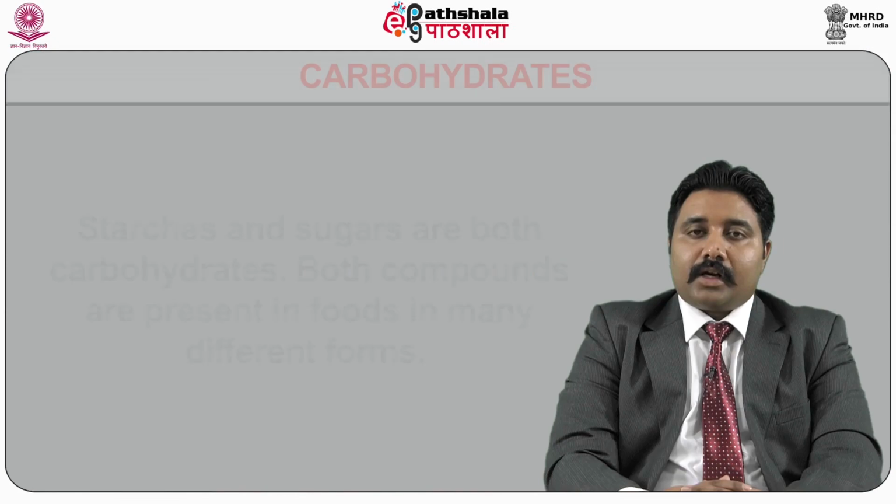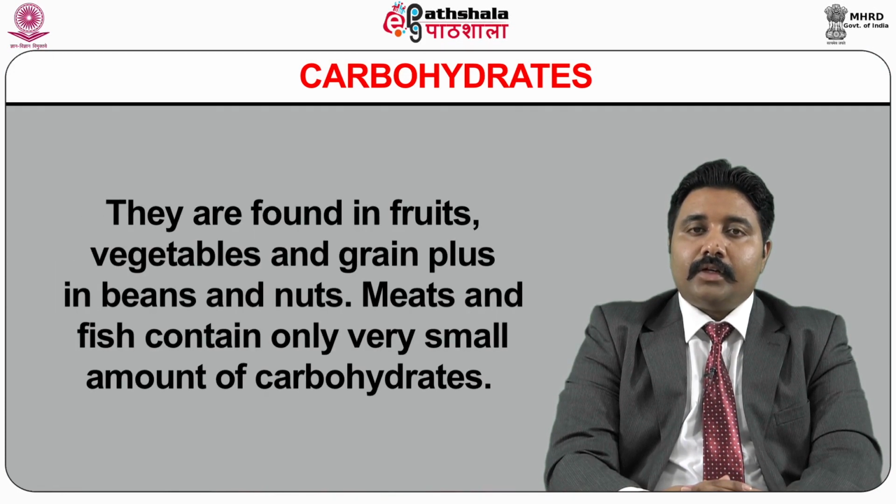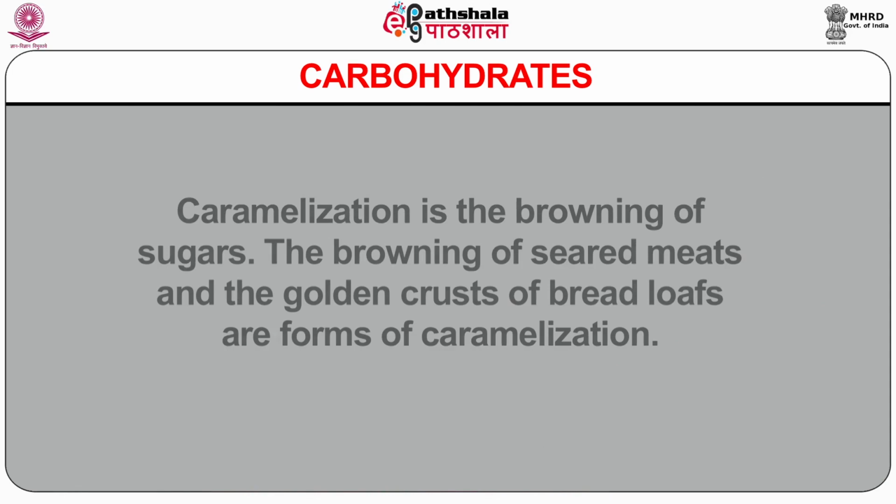Carbohydrates. Starches and sugars are both carbohydrates. Both compounds are present in foods in many different forms. They are found in fruits, vegetables and grain plus in beans and nuts. Meats and fish contain only very small amounts of carbohydrates. For a chef, the two most important changes in carbohydrates caused by heat are caramelization and gelatinization.